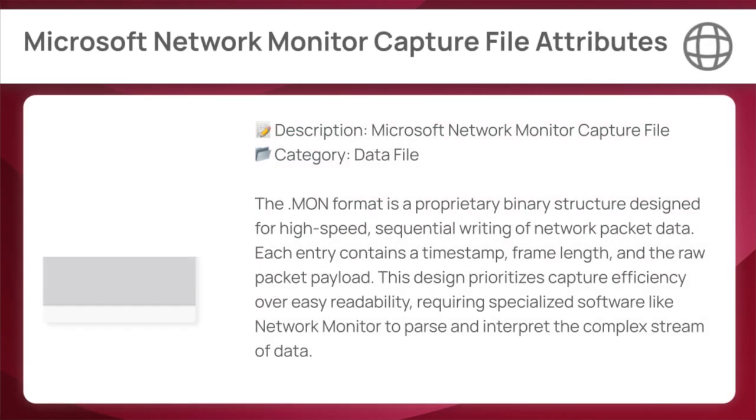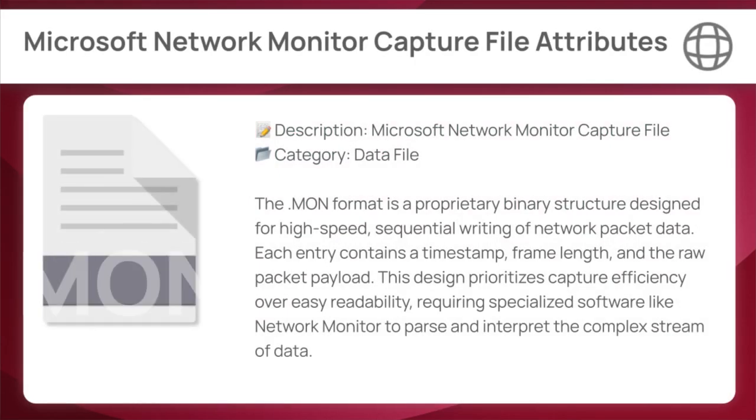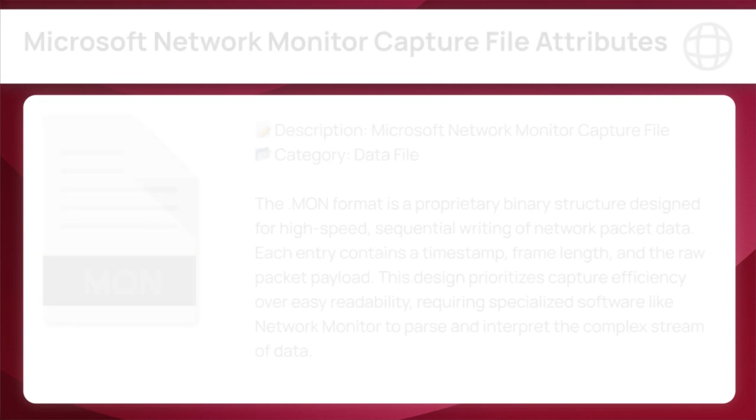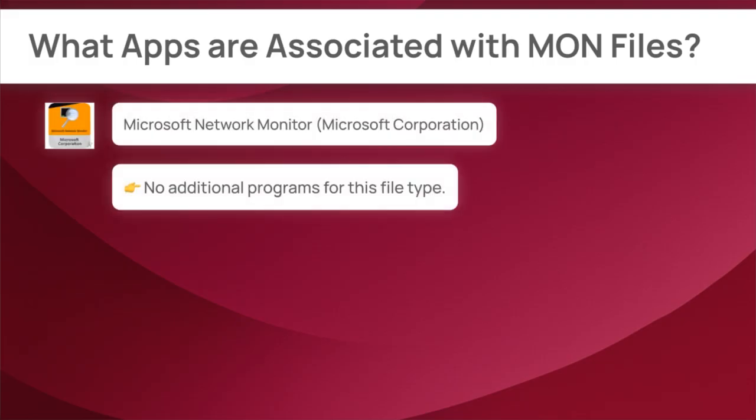The MON format is a proprietary binary structure designed for high-speed sequential writing of network packet data. Each entry contains a timestamp, frame length, and the raw packet payload. This design prioritizes capture efficiency over easy readability, requiring specialized software like Network Monitor to parse and interpret the complex stream of data. Windows often defaults to associating MON with the Microsoft Network Monitor solution from Microsoft Corporation.